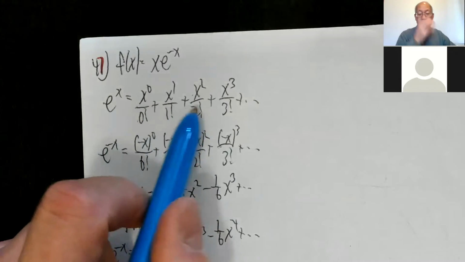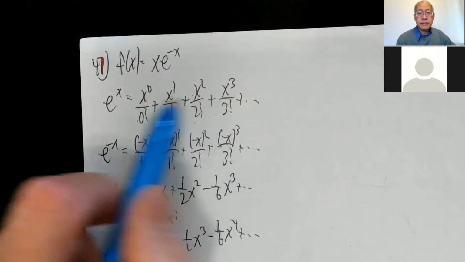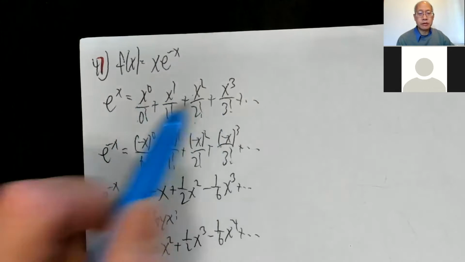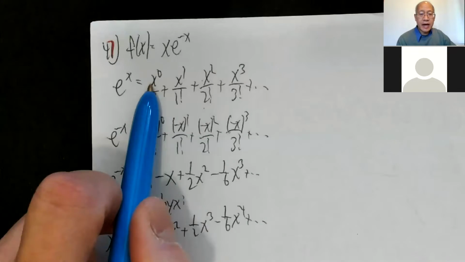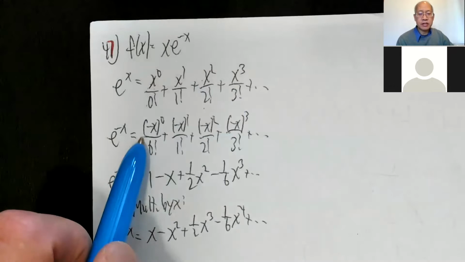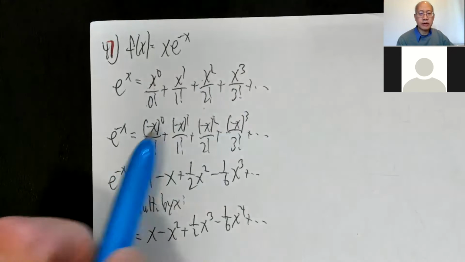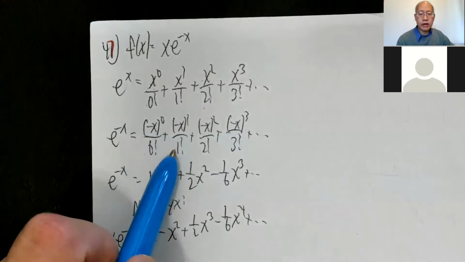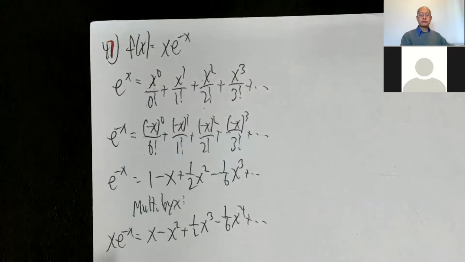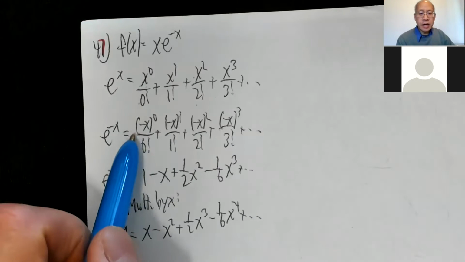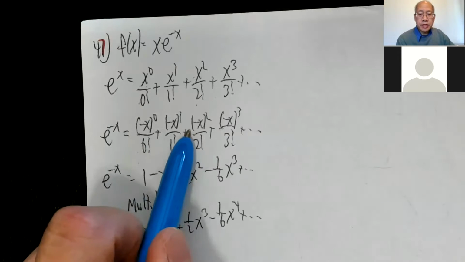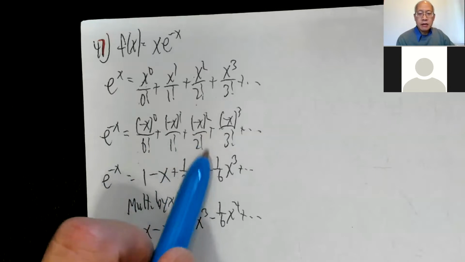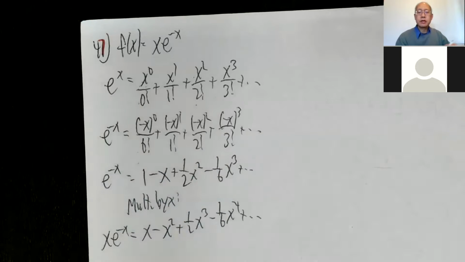Yeah, I realize you don't have to memorize, but you know, if you were to do that, that's what you would do. Okay, then just like any other function, e to the negative x, change that to negative x. So negative x to the 0 over 0 factorial, negative x to the 1 over 1 factorial, and so on. Okay, then I clean that up. That's still 1. This is minus x plus 1/2 x squared minus 1/6 x cubed.